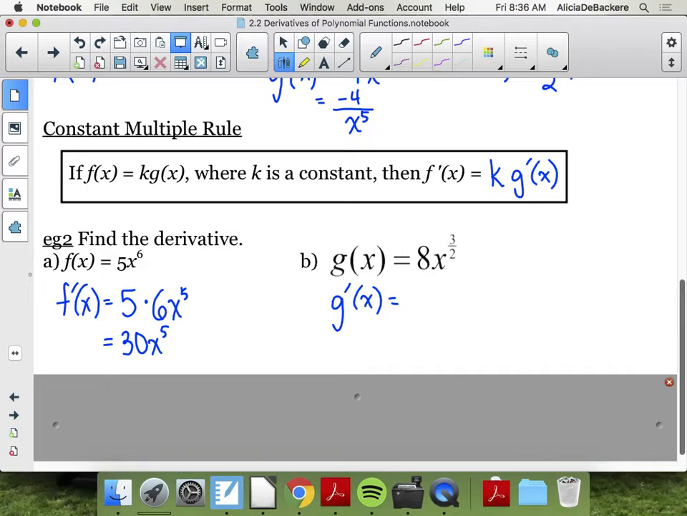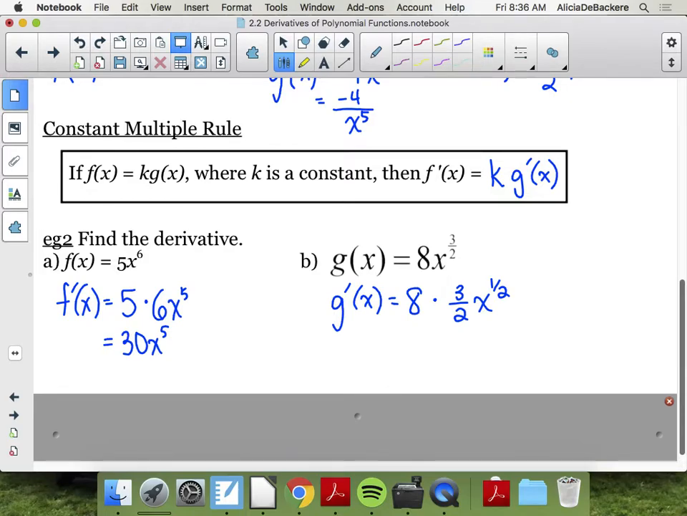In g at x, again, I'm doing the same thing when I do g prime at x. My coefficient is 8. I'm just going to leave that and take the derivative of the next piece, x to the power of 3/2. So using my power rule, I bring the 3/2 down. And then for my new exponent, I'm subtracting 1. So again, subtracting 2 over 2, and I'm left with x to the 1/2. And I can simplify that. I've got 8 over 2, which gives me 4. So now I'm left with 4 times 3, which is 12. And then instead of writing x to the power of 1/2, I could change that to the square root of x.